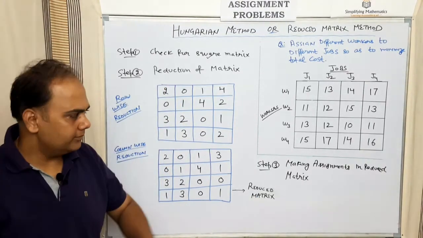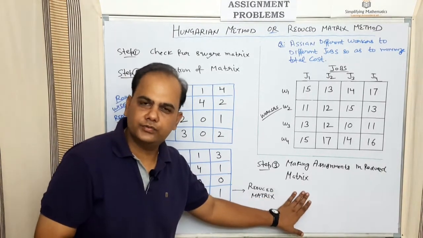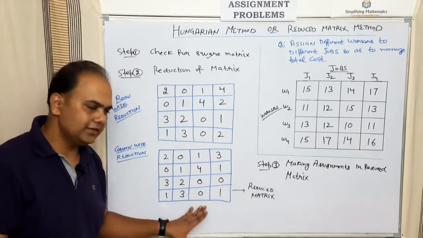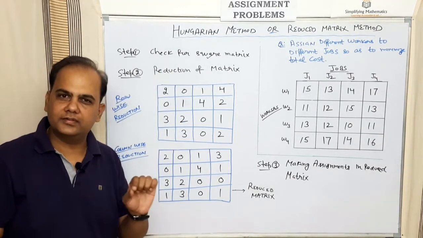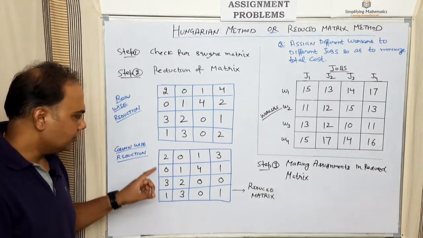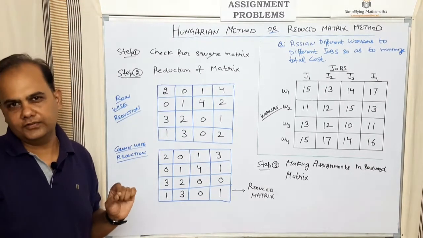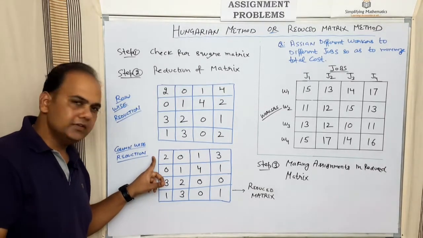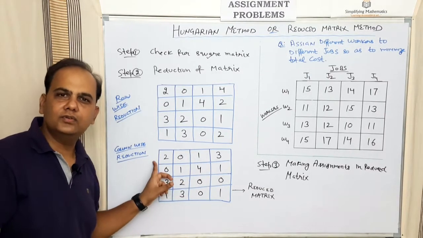Now the third step is making assignments in the reduced matrix. That is, you have to make the assignments in this reduced matrix of step 2. So what is the method of making assignments? You look for a single 0 in the first row. This is the first row. Is there any single 0 in the first row?